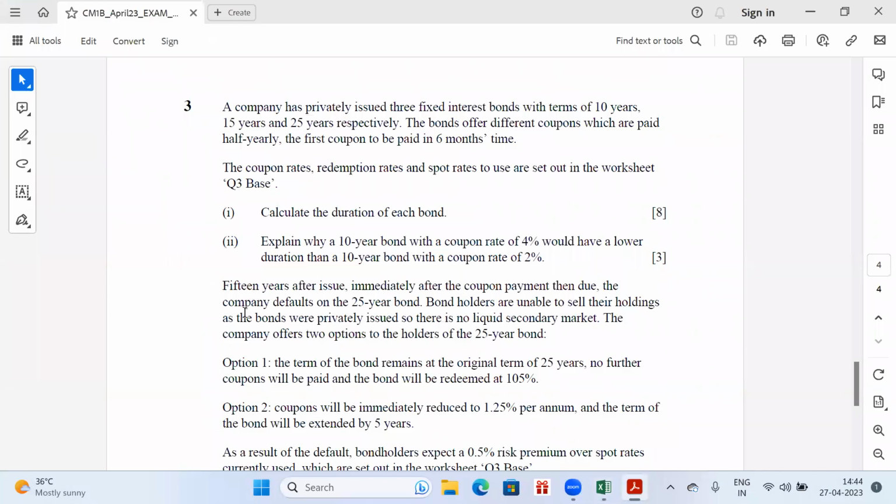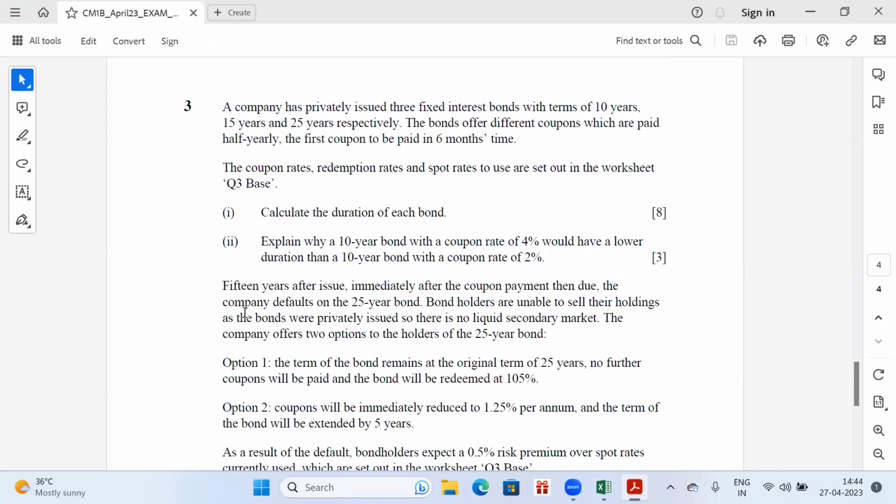15 years after the issue, immediately after the coupon payment is due, the company defaults on the 25-year bond. The bondholders are unable to sell the holding as the bonds are privately issued, so there's no liquid secondary market. The company offers two options to the holders of the 25-year bond.